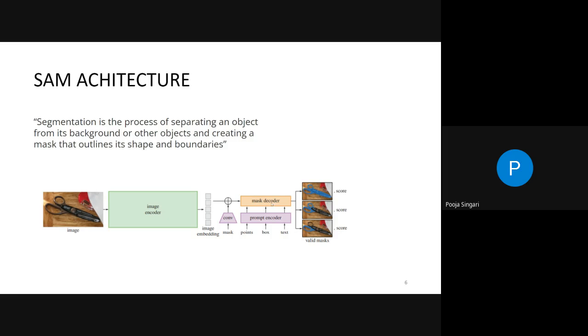The mask decoder basically maps the two embeddings and then generates several valid masks and also assigns them an accuracy score. So the mask which gives you the highest accuracy score is considered the best mask for your use case.